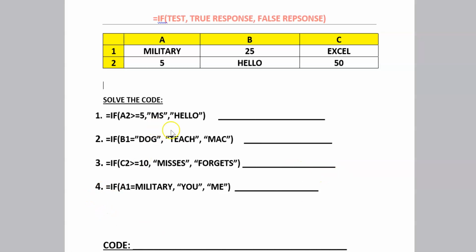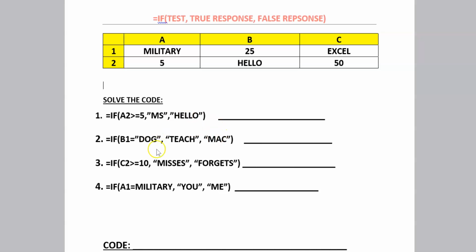Number 4, so Miss Mac misses you. I need the response to be you. So in here, and I actually made a mistake here, the word military is supposed to have quotation marks around it. So I open up just like normal for my if function, and I say A1 equals military. If it's true, the response is you. If it's false, the response is me.